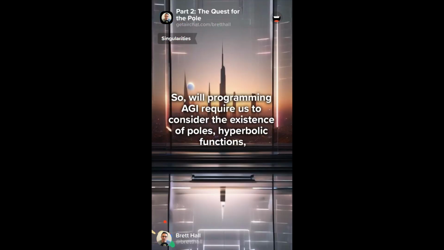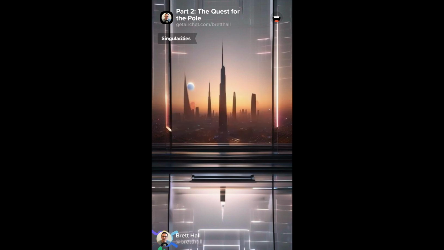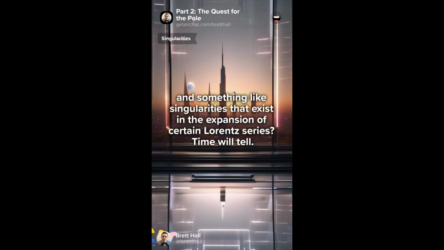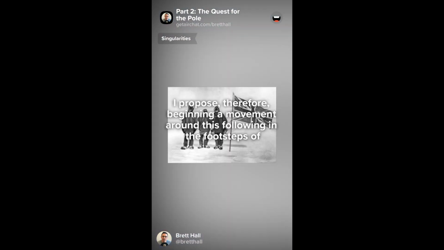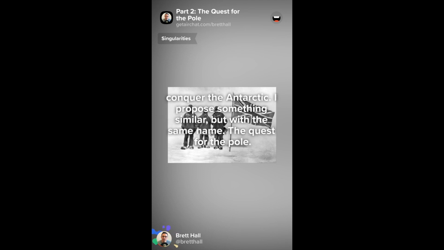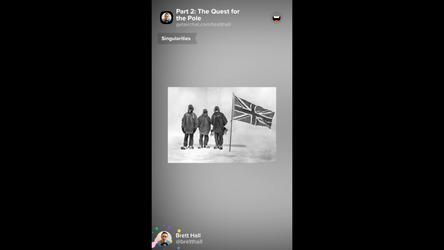So will programming AGI require us to consider the existence of poles, hyperbolic functions, and something like singularities that exist in the expansion of certain Laurent series? Time will tell. I propose, therefore, beginning a movement around this, following in the footsteps of something like Ernest Shackleton, who set out with little more than teams of dogs to conquer the Antarctic. I propose something similar, but with the same name: the quest for the pole.